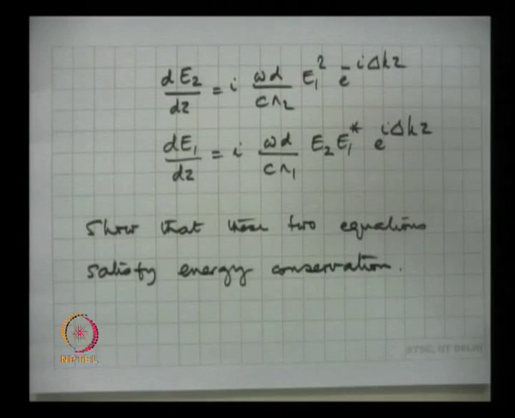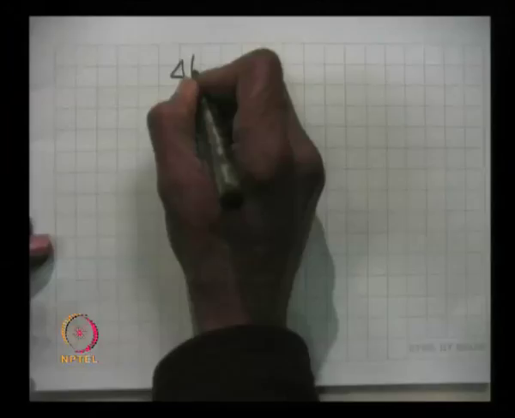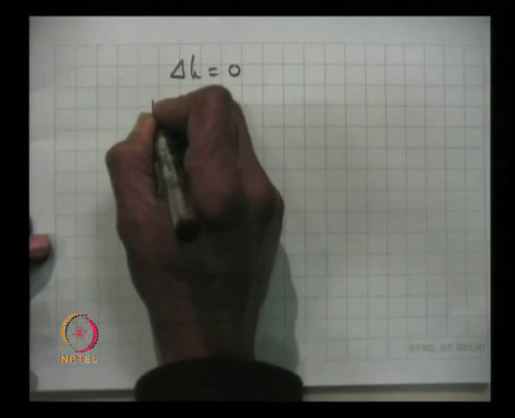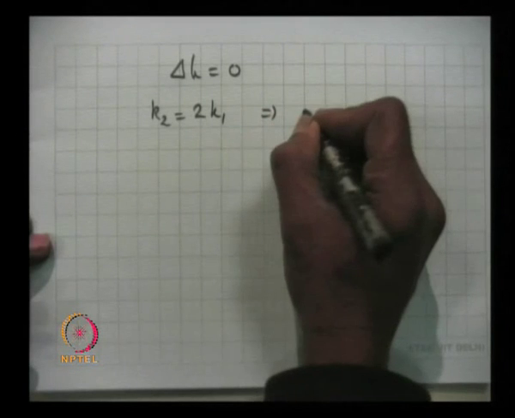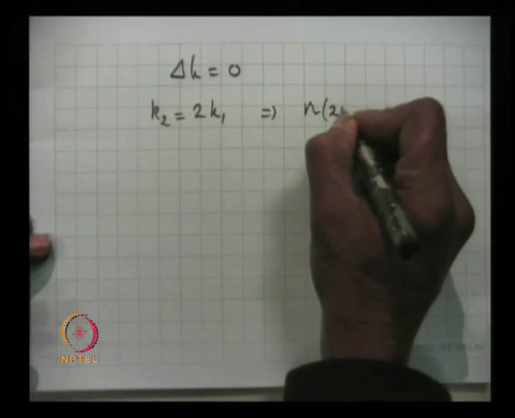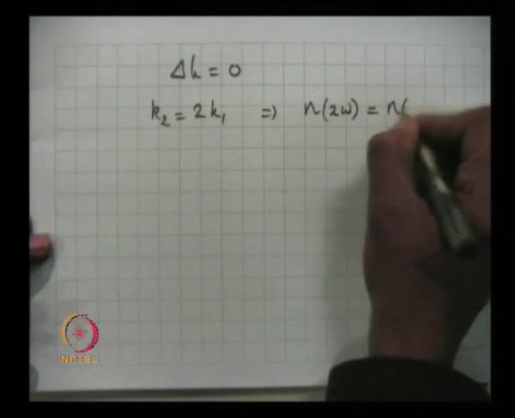Under this approximation, we solved this equation, and we found that for maximum efficiency, delta k must be 0, which we called the phase matching condition. So what we found is for maximum efficiency delta k is equal to 0. This implies k2 is equal to 2k1, which implies the refractive index at 2 omega must be equal to the refractive index at frequency omega.